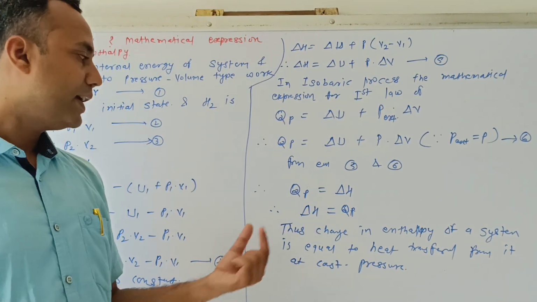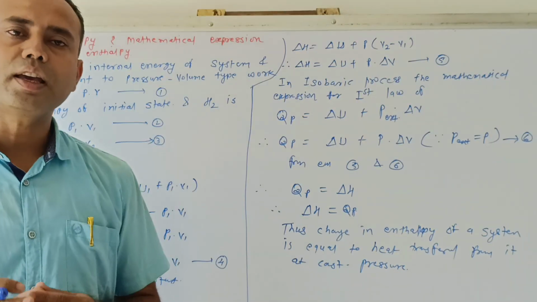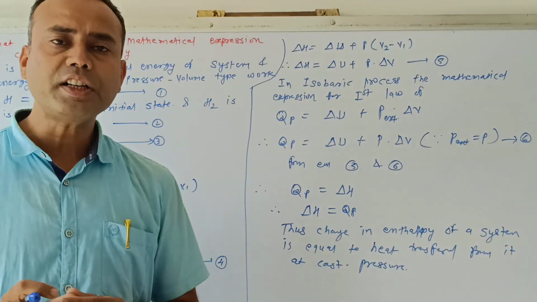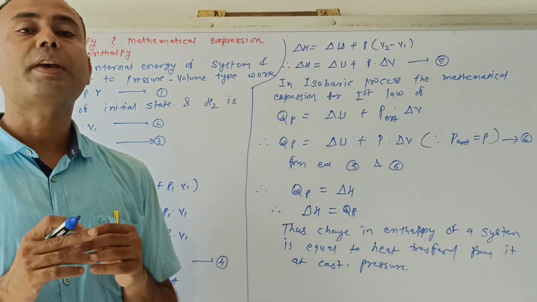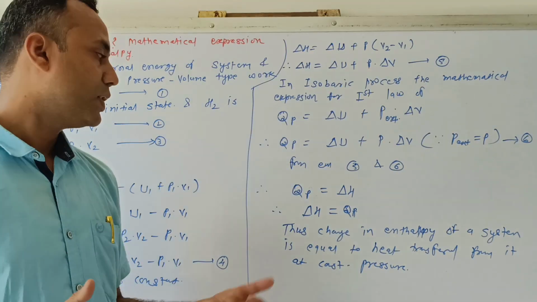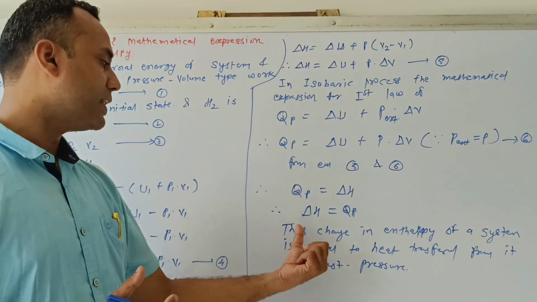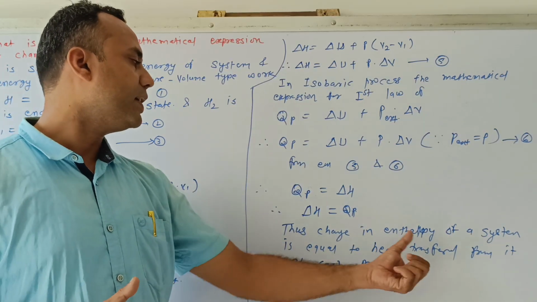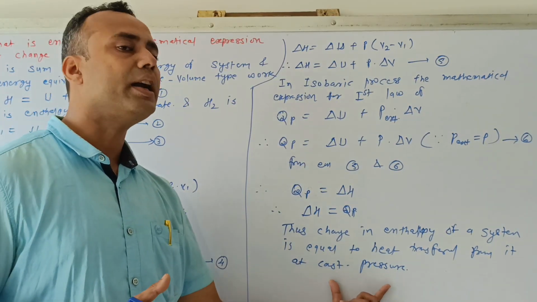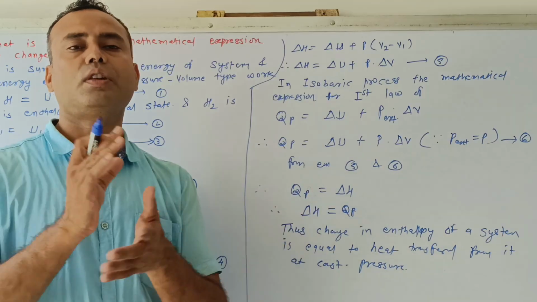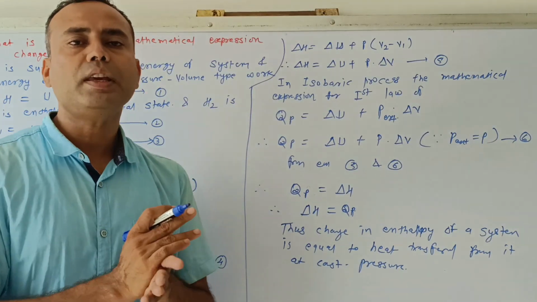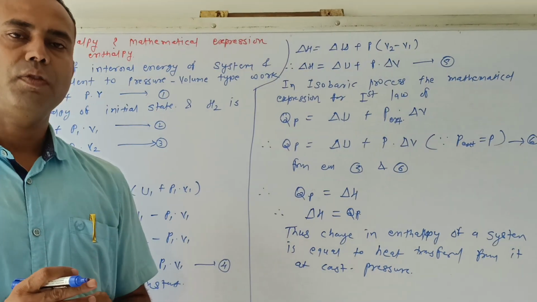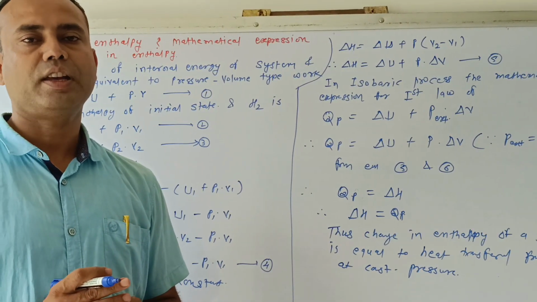इसका मतलब क्या है? डेल्टा H यानी चेंज इन एंथैल्पी इज इक्वल टू Q यानी हीट ट्रांसफर्ड, P इसका मतलब एट कांस्टेंट प्रेशर. So डेल्टा H is equal to QP means the change in enthalpy of the system is equal to the heat transferred from it at constant pressure. So that's all about the enthalpy and mathematical derivation for change in enthalpy. We will see the next video for enthalpy.